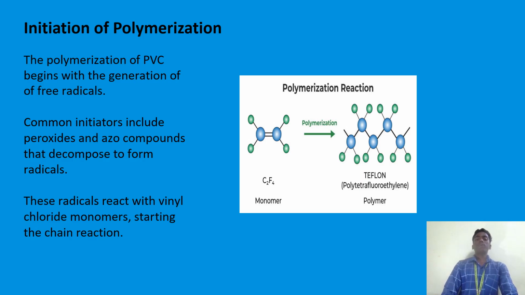Now, initiation of the polymerization. The polymerization of polyvinyl chloride begins with the generation of free radicals. In the first step, through the definition, we observed that there is a formation of free radicals. Common initiators include peroxides and azo compounds that decompose to form radicals. These radicals react with vinyl chloride monomers and start the chain reaction.